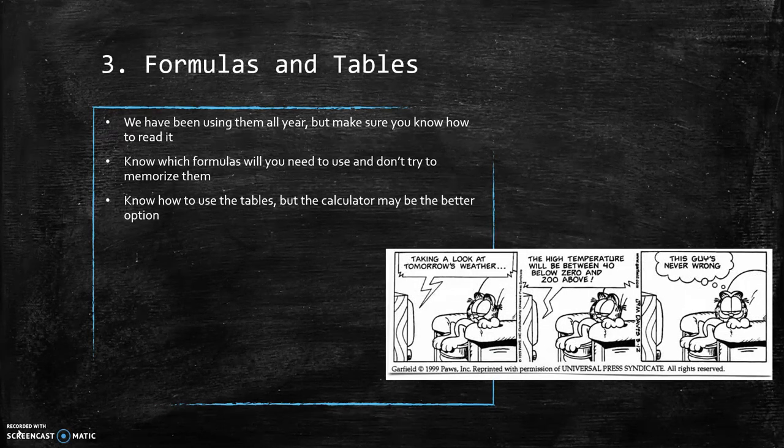Number 3 is to review the formulas and tables, how to use them. Make sure you know which formulas are given so you don't try to memorize them. Know how to use the tables. However, if you haven't been using the tables, that's fine. The calculator is perfectly fine. So just review all of those functions.